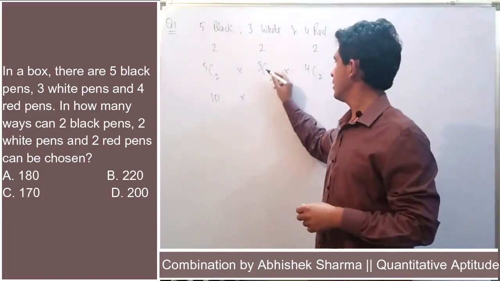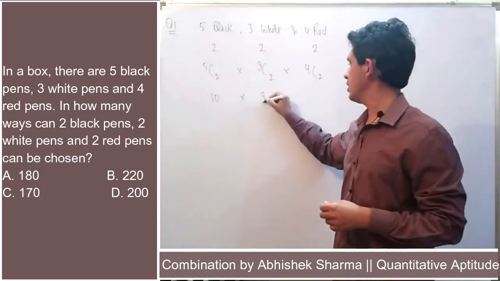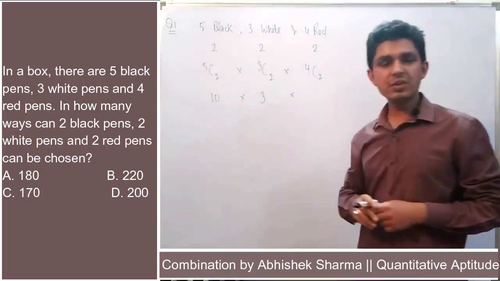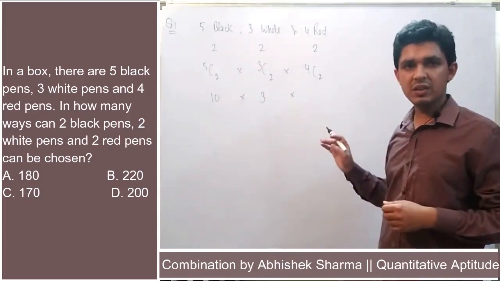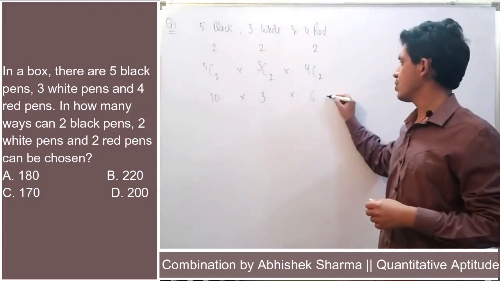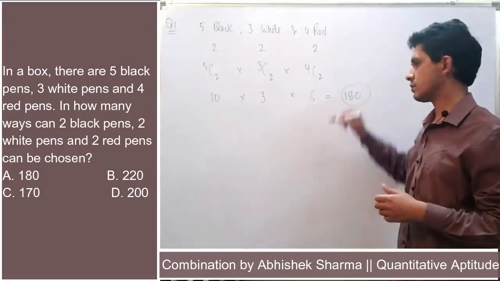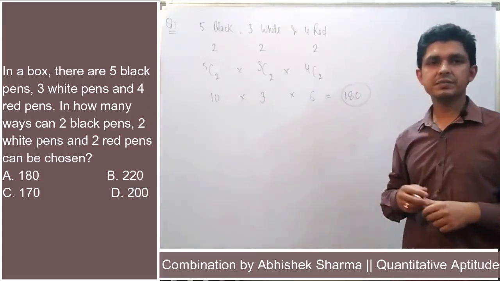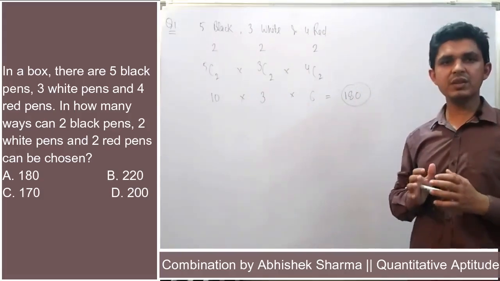This can be written as 3C2, which equals 3C1, the value will be 3, and 4C2 can be written as 4 divided by 2 multiplied by 3, that is 6. So the answer to this question will be 180, right? This is the very simplest question. Coming to the next one.